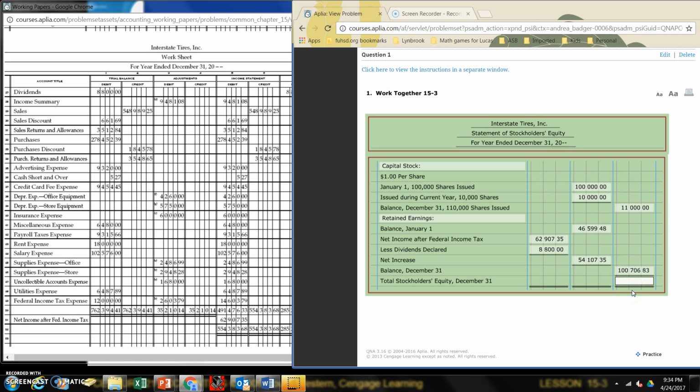So then we have to get the total stockholders' equity. It is both the capital and the retained earnings, so I would add those two together. And this did not come out to be the right number. That should be 110,000. I didn't have enough zeros. Okay, so this should be 210,706.83. And then you would be done.